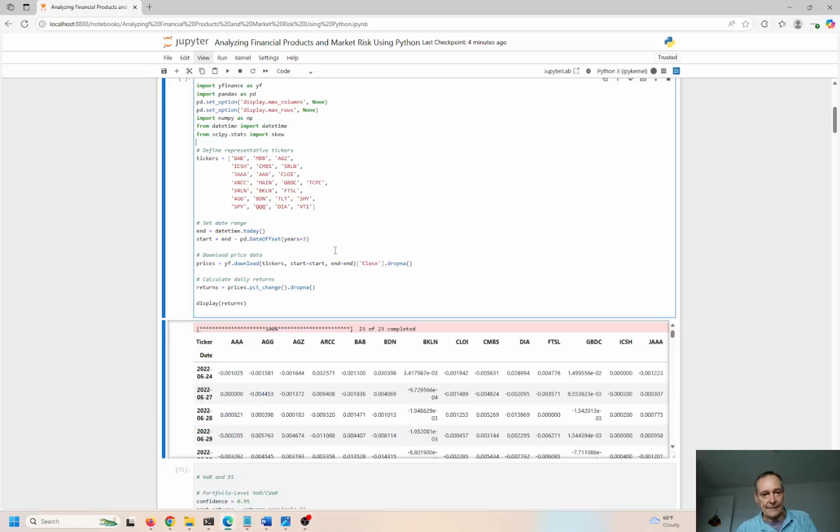I am going back 3 years in time. So the number of years is 3. The end point is today. The start is end minus 3 years offset back in time. So our start date is 3 years ago.